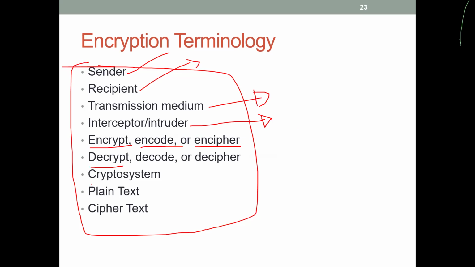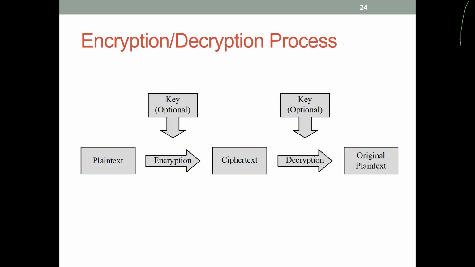A cryptosystem is the combination of all encryption and decryption technologies. Plain text means the real original message. Cipher text is the encrypted message. I don't need to explain more, since you are already familiar with these terms. Maybe you learned them in some security subjects. So just revise the things.